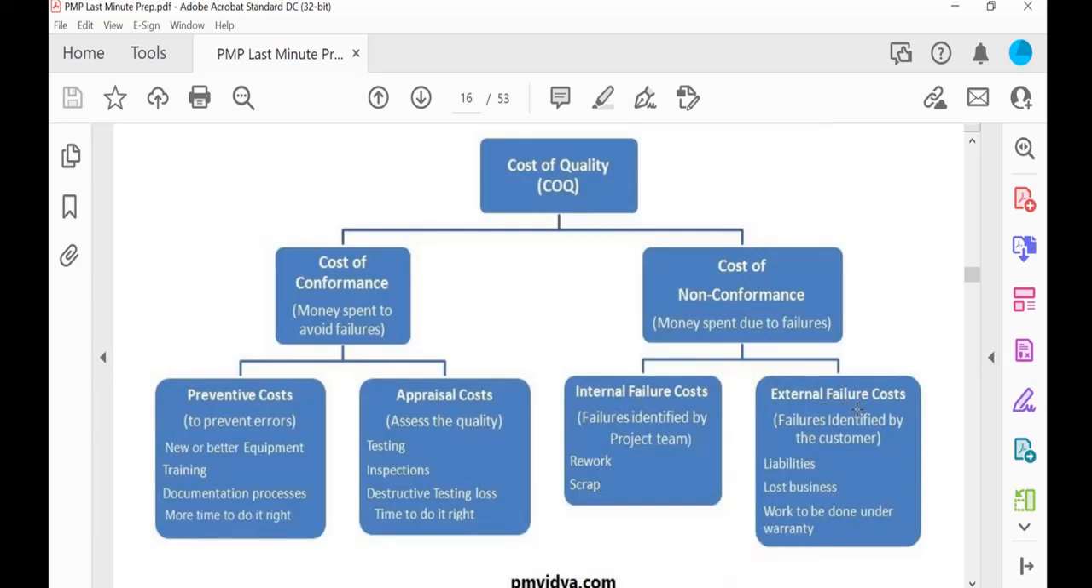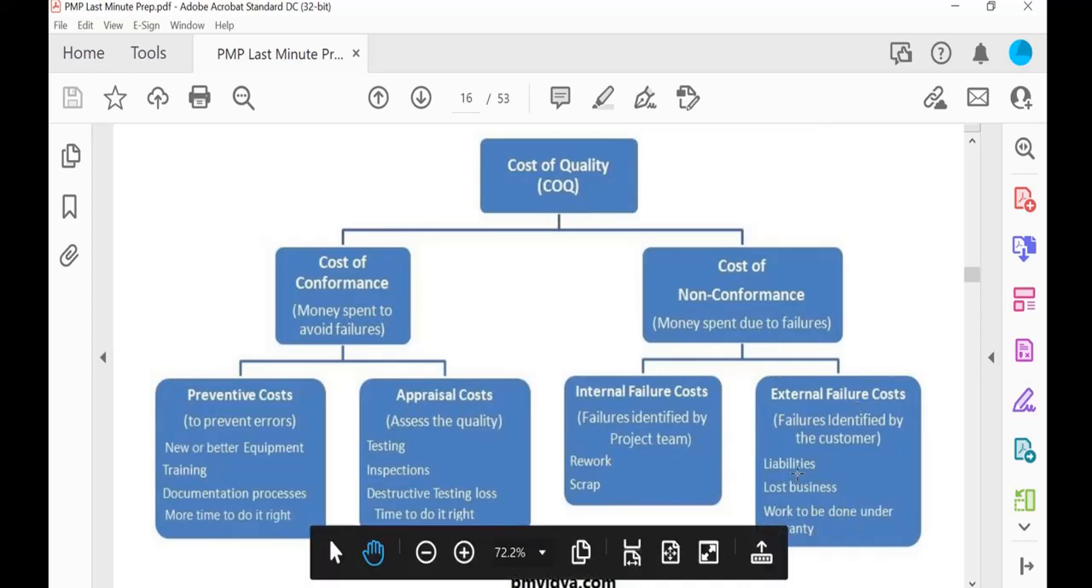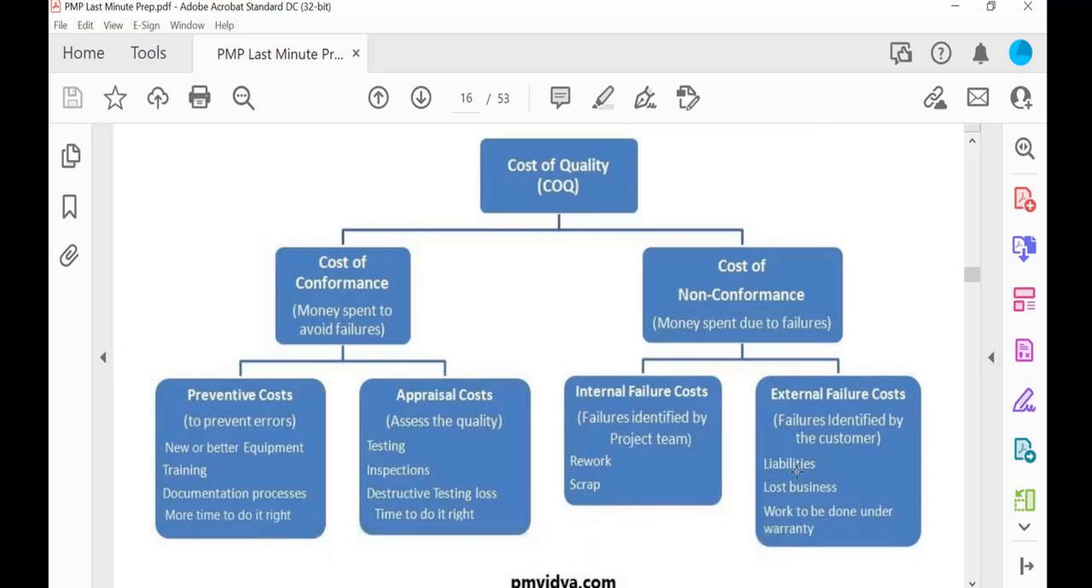And the external one is failure identified by the customer. For example, most of the Amazon products, they give 30 days. If you don't like the product, then you have to return it. So if customers find something wrong with the product, they send the product back to the company. That means they are losing their reputation, business, and also warranty, liabilities. If the end user finds any failures, it will be external failure cost.